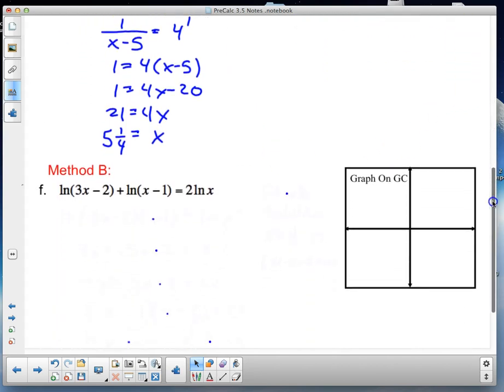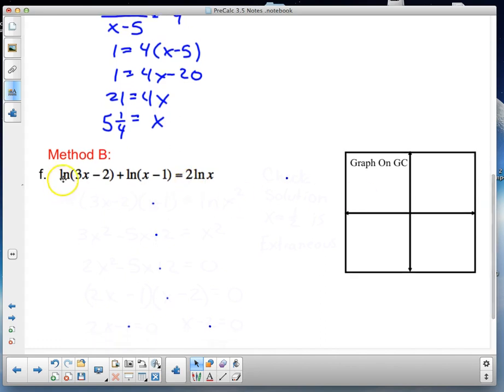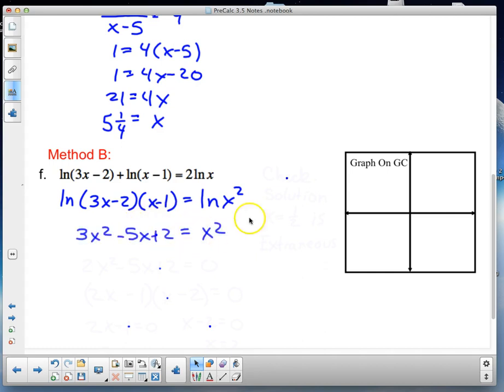Now for method B, where I condense it down, I've got 3x minus 2 and x minus 1. Those are going to condense down, and I'm going to multiply them out. This is a natural log, so I raise it to the e power, and I'm going to FOIL these. So it's going to be 3x squared minus 2x minus 3x plus 2. Minus 2x minus 3x is negative 5x. So it's 3x squared minus 5x plus 2 is equal to x squared.